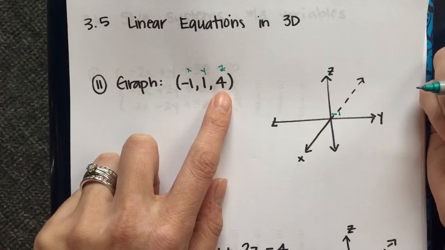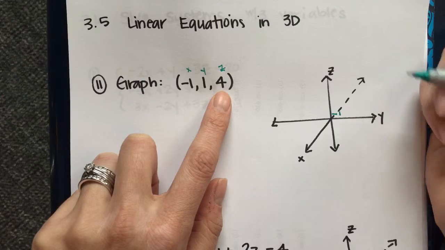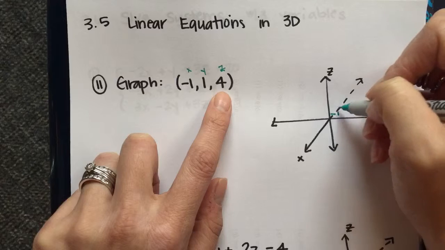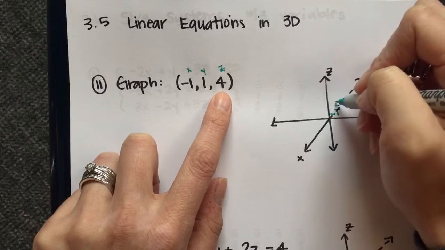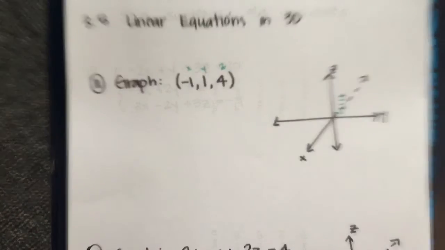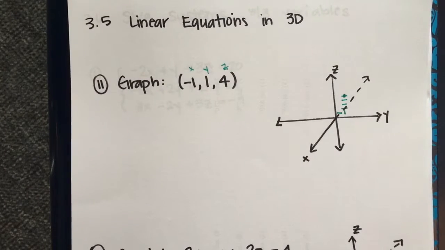And then z is vertical, positive means go up. We're going to go up again from here. You're going to go up 4. 1, 2, 3, 4. And there's your point. If you want to try to do it drawing the box, you can do that also.